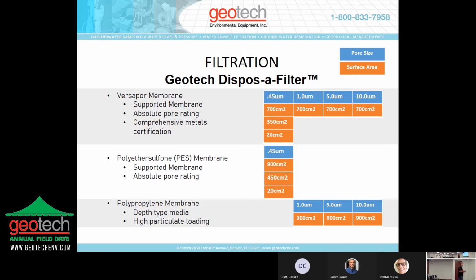And then we have a polyether sulfone. So the 0.45 also comes in different membrane sizes, again, for service life, right? If you have really, really clean water, go with the 20 centimeter. It's really affordable. But if you're doing groundwater, you're going to definitely look at that 350. And if you're caking that, jump up to that 700, all right?